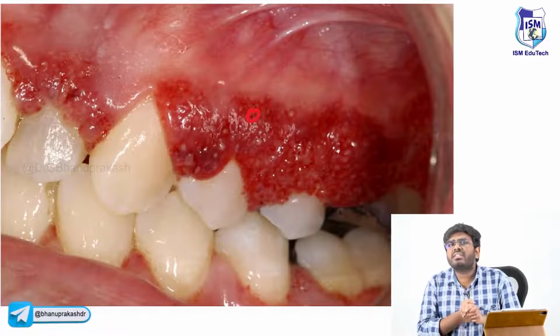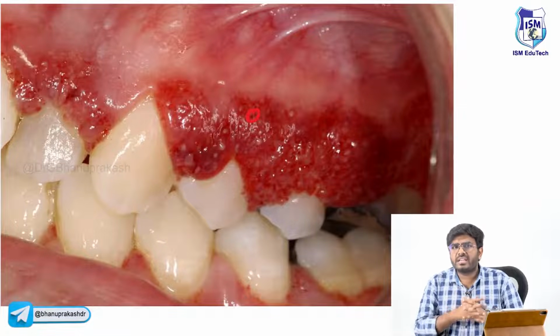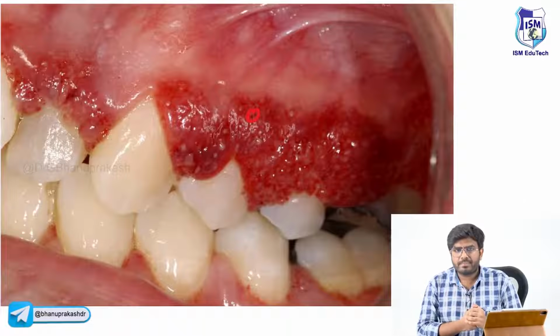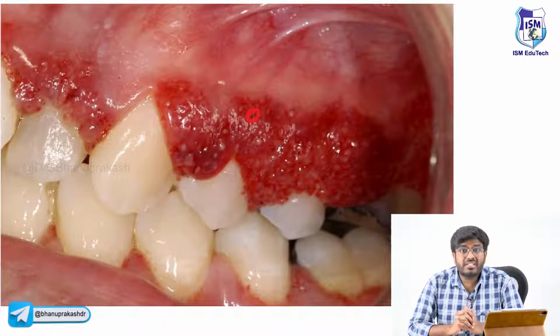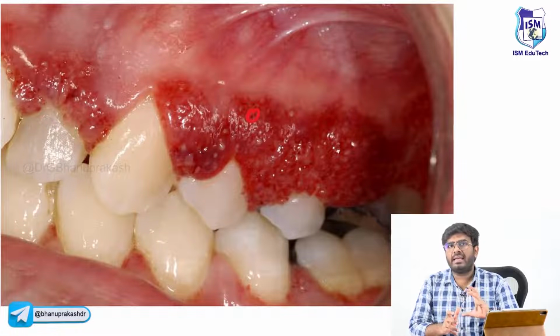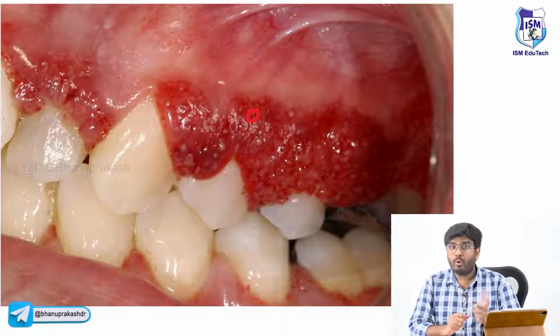Now can you tell me where you will see the strawberry vagina? The strawberry vagina or the strawberry cervix is seen in which condition, sir? Strawberry vagina, an angry looking cervix. We'll call it an angry looking cervix. One more name is there, which is also called colpitis macularis.